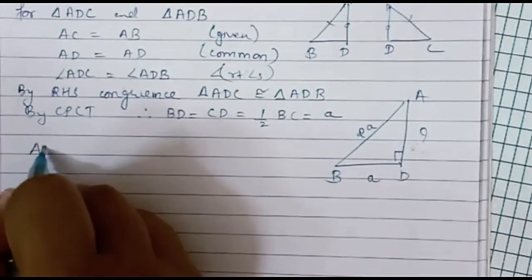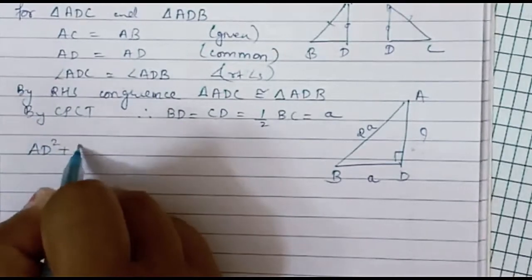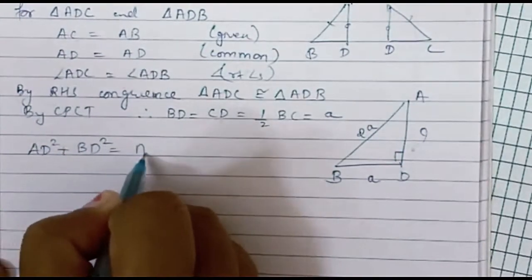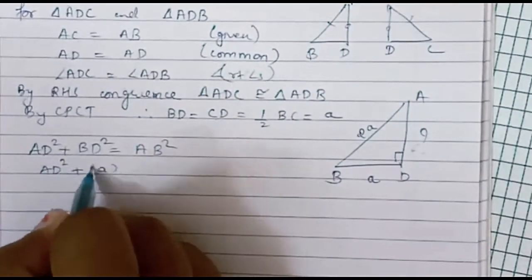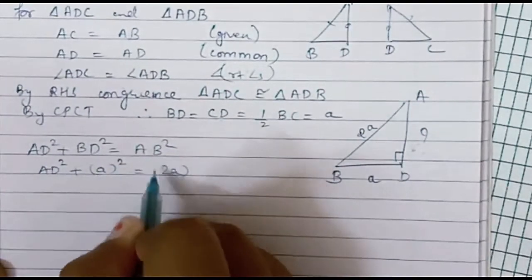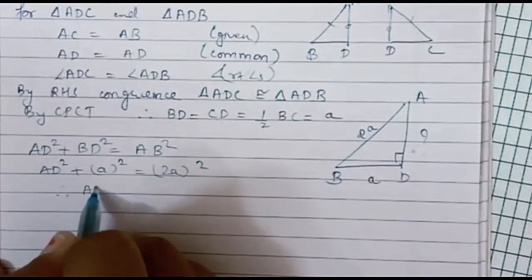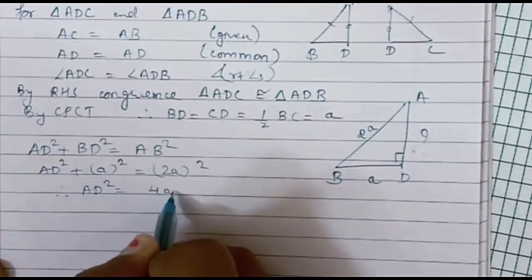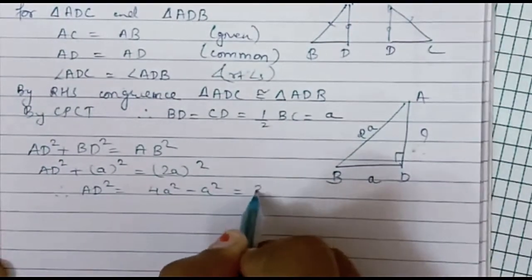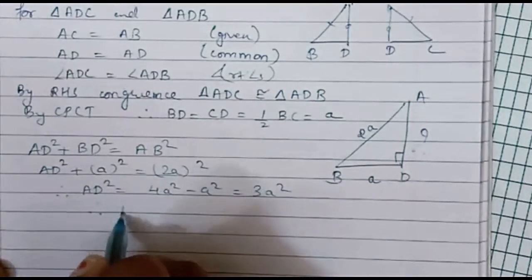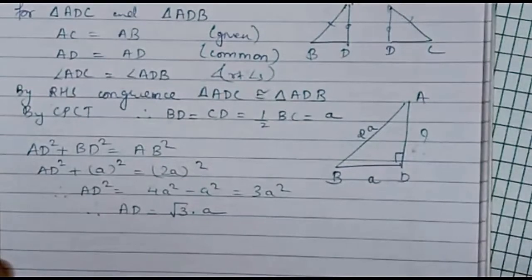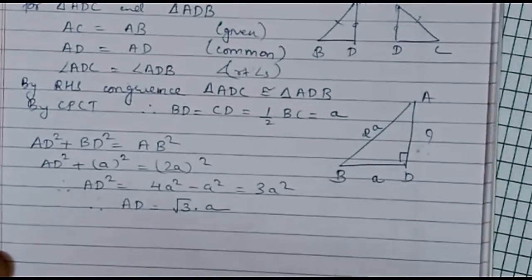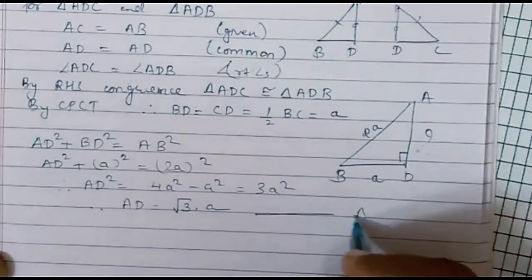So we know Pythagoras theorem is AD square plus BD square is equal to AB square. So AD square plus A the whole square is equal to 2A the whole square. So AD square will be equal to 4A square minus A square, which is equal to 3A square. And so AD will be equal to root 3 into A, right? So this is the length of the altitude and this is our required answer. Come to our next question.